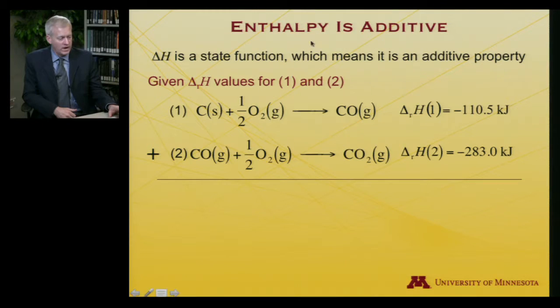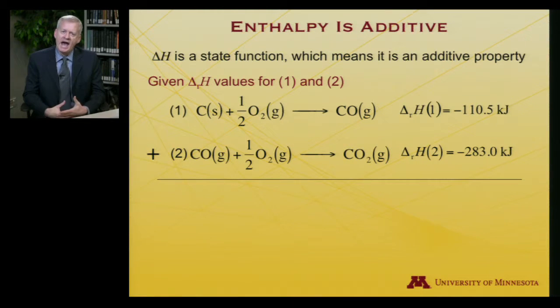An interesting feature of enthalpy, a critical feature, is that it's additive. So it's a state function that makes it additive. It doesn't matter how you get from one place to another, it just matters where those places are. And why is that important? Well, if I have heats of reaction for two different reactions, here I've got a reaction 1 and a reaction 2. Reaction 1 is combustion of carbon. Reaction 2 is further combustion of carbon monoxide to carbon dioxide. The first one is exothermic to the tune of minus 110.5 kilojoules. The second one, minus 283 kilojoules.